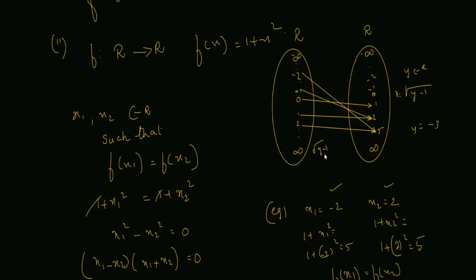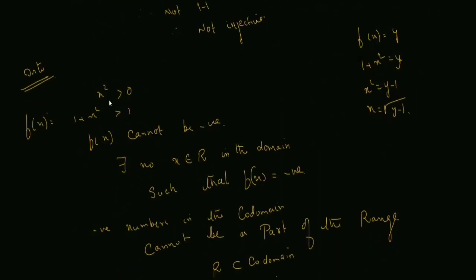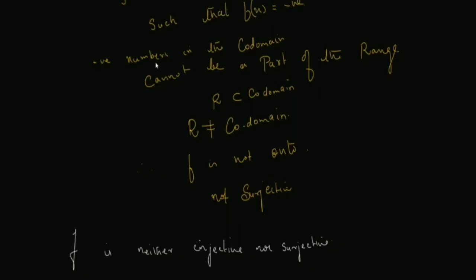Suppose y is minus 3. Can you find minus 3 minus 1, root of minus 4, in the set of real numbers? No, root of minus 4 is an imaginary number. So this will not exist. Some elements will not have a pre-image, especially the negative numbers. So therefore the function is not onto.